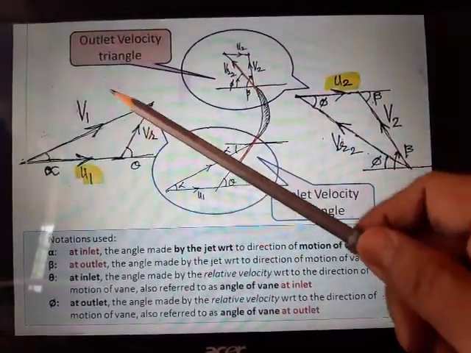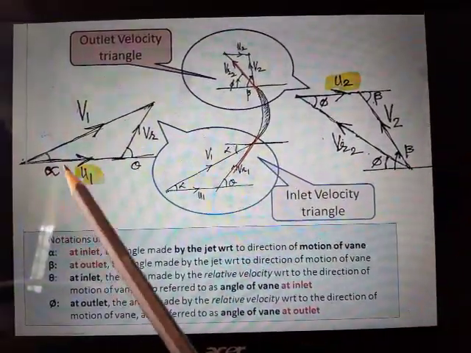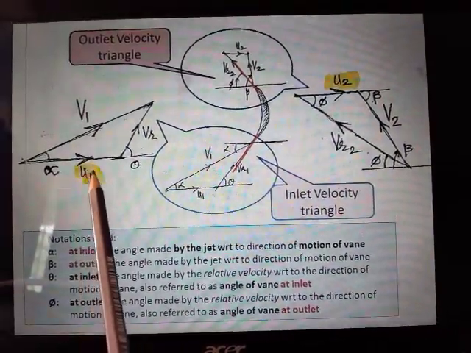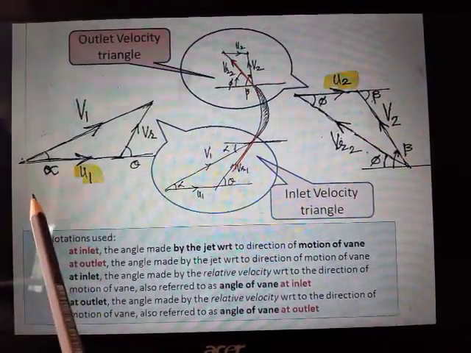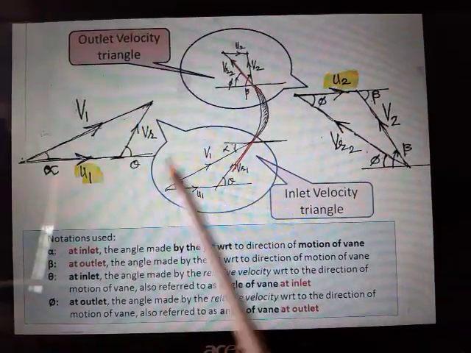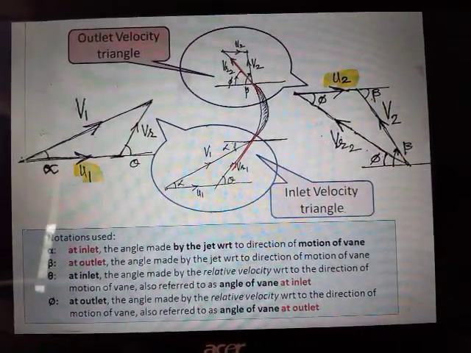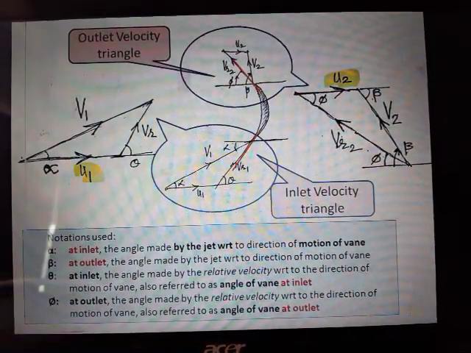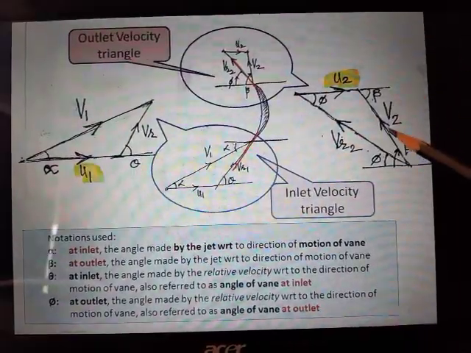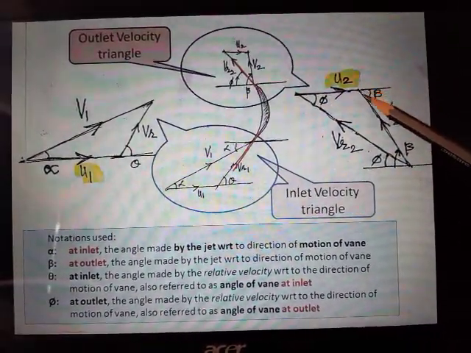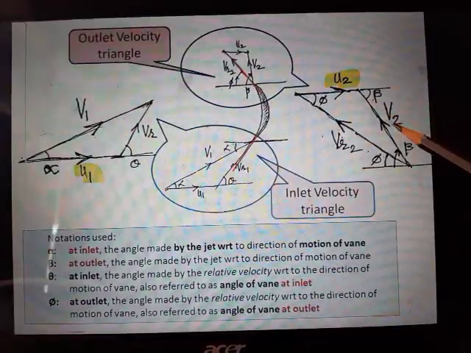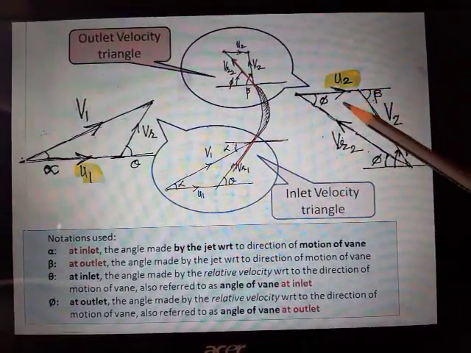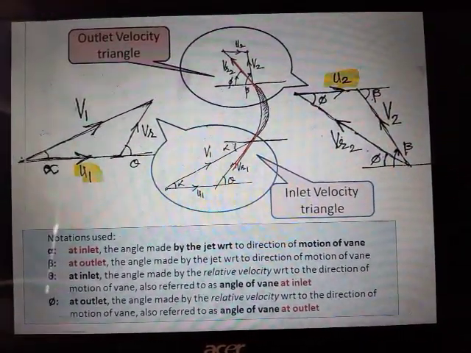Now look at the triangle once again more clearly. The horizontal side is represented by the vane velocity U, whereas V represents the velocity of the jet, and the third one is ultimately VR, that is the relative velocity. Here also there is U, there is V, that is the velocity of the jet at the outlet, and the third side is the relative velocity.